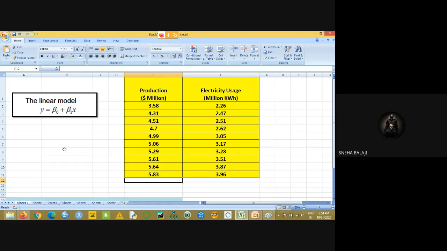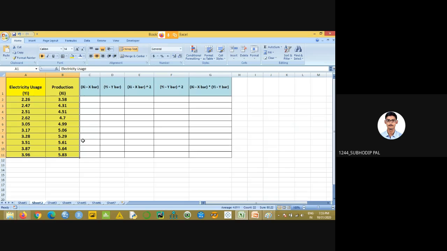Can you just repeat what you told? For production, electricity usage is needed, right? So in that case, production is dependent on electricity. So production should be the dependent variable, right? This is what I said: electricity is the dependent variable. I said, no.